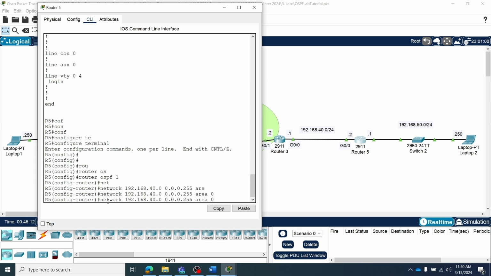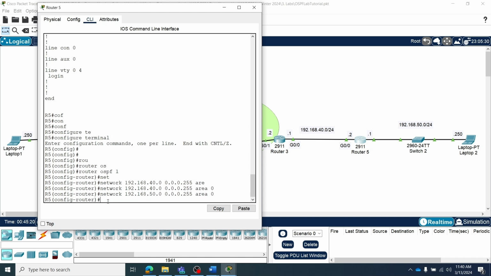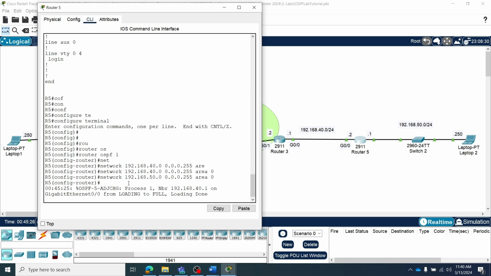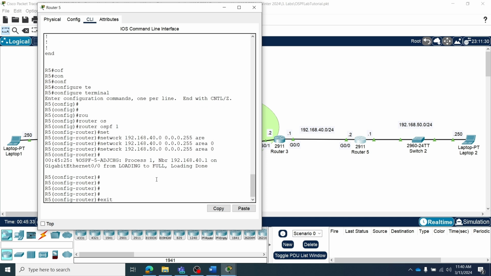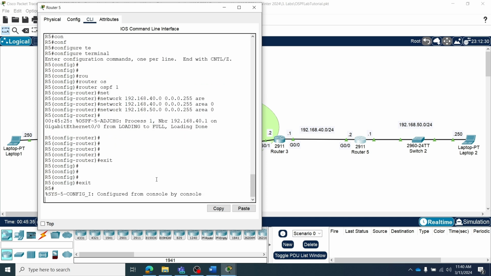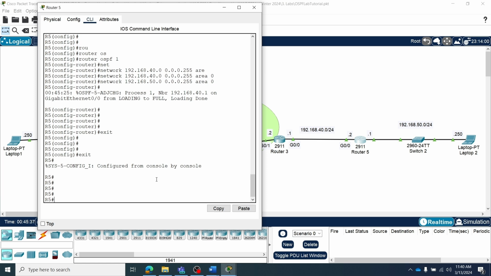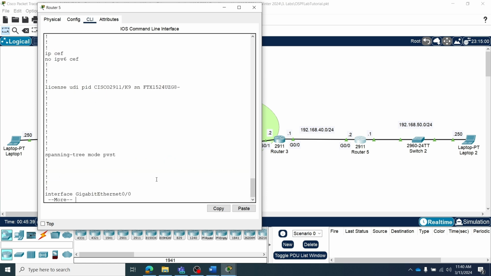And then we also need to configure another network, which is the 50 network. So 192.168.50.0, area 0. So we have configured the two networks, 192.168.40.0 and another one is 50. Exit. Then show running configuration.